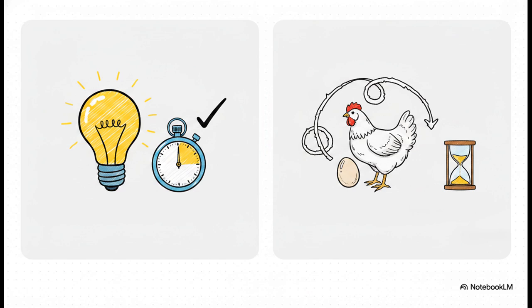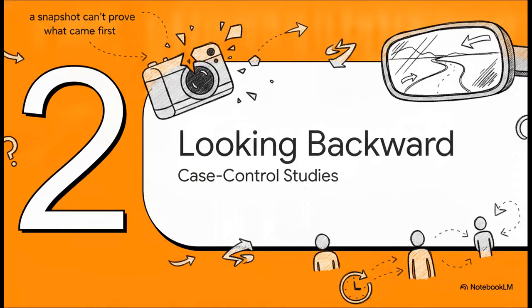But there's a fatal flaw, and that's temporal ambiguity. Because you're measuring the exposure and the disease at the exact same moment, you run straight into the classic chicken or the egg problem. Unless you literally have a time machine, you absolutely cannot prove if the exposure came before the disease, or if getting the disease somehow changed the person's exposure habits. Plus, it suffers from survivor bias, because you're really only capturing people who survive long enough to even be included in your snapshot. Moving on to number 2, looking backward with case control studies.